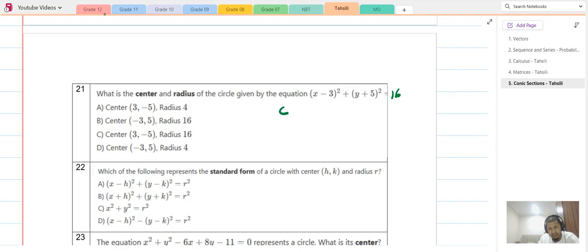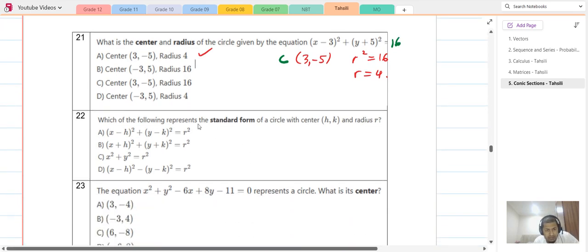So the center is 3 and -5, and r squared is equal to 16, so r is equal to 4. So the radius is 4, center is 3 and -5. I hope you understood that. So it's option A. Moving on to the next problem.